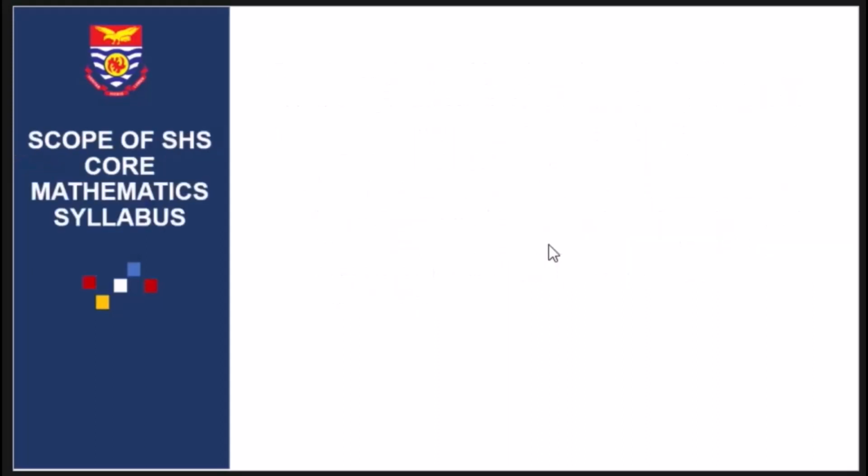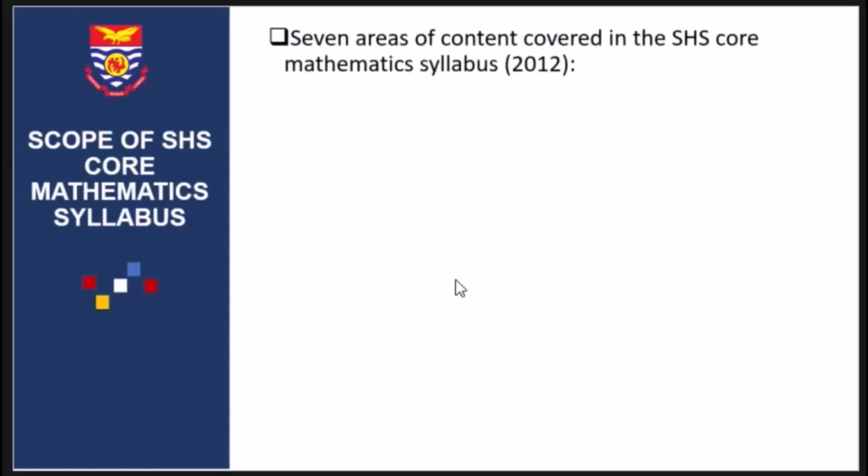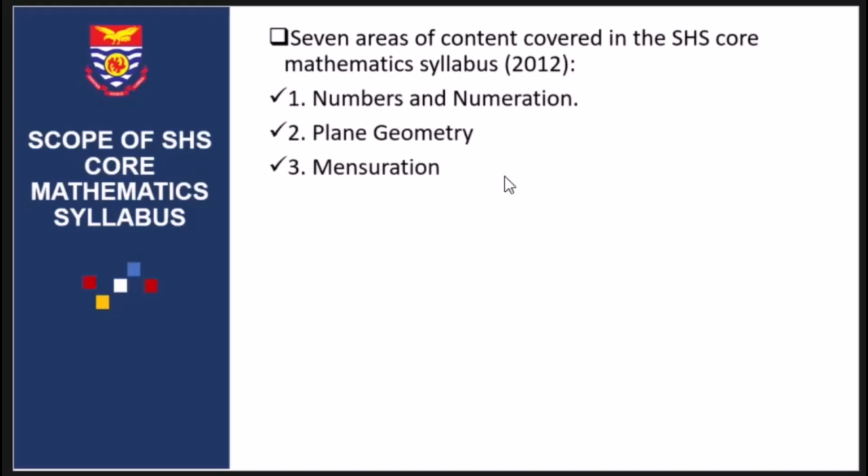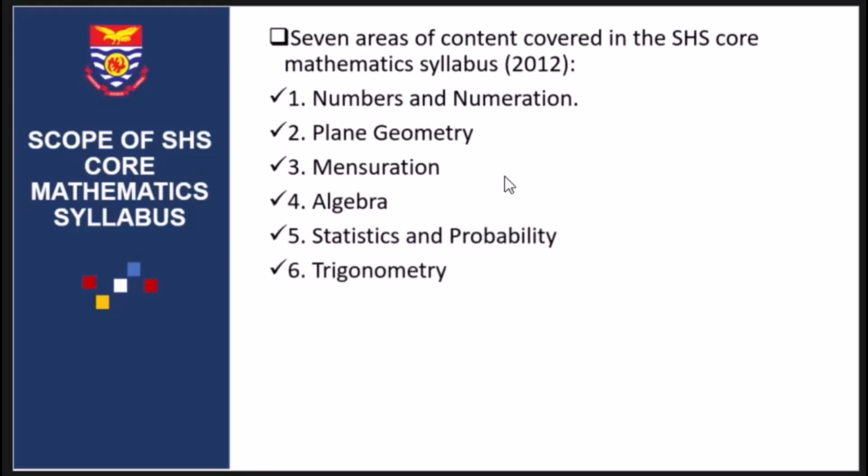There are 7 areas of content covered in the SHS core mathematics syllabus, and we are talking of the 2010 version. If you look at the 2010 version or 2012 version, we have 7 areas of content. And they are numbers and numeration, plane geometry, mensuration, algebra, statistics and probability, trigonometry, and of course vectors and transformation in plane.